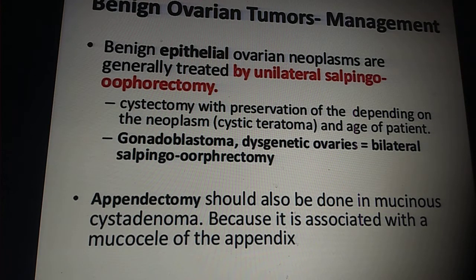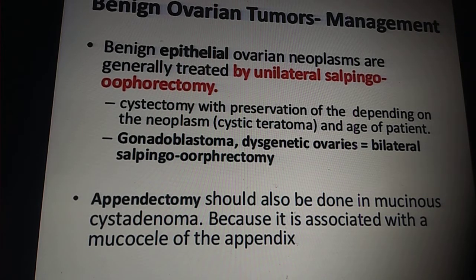So, management of benign tumors: benign tumors are generally treated by unilateral salpingo-oophorectomy. This is if it is too huge. If the cyst is very big, then you might have to go in for a salpingo-oophorectomy. But if it is a small neoplasm, then probably you can get away with a cystectomy, and that way you can preserve whatever ovarian function is possible on that side. You can preserve a little bit of the ovary. You can save it. Okay.